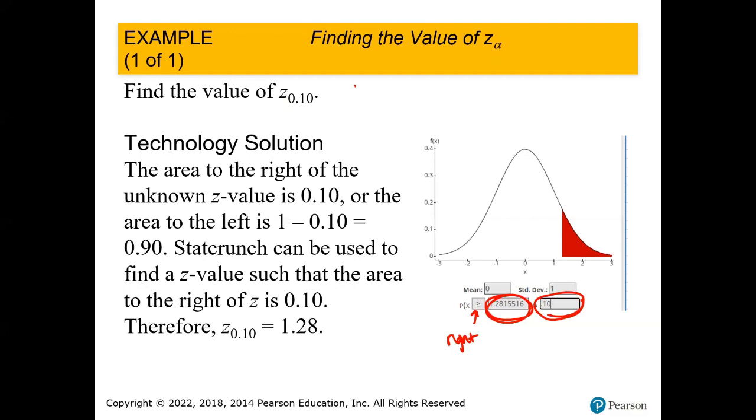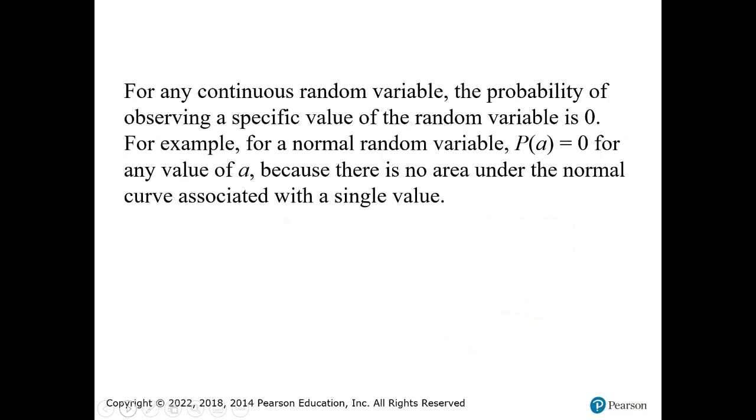So I can ask to the left, I can ask to the right, I can ask between. For any continuous random variable, the probability of observing a specific value of the random variable is 0. We cannot ask a specific value. I can't say, what is the probability of getting equal to, okay? We can't do that here. All we're doing is we are taking ranges.